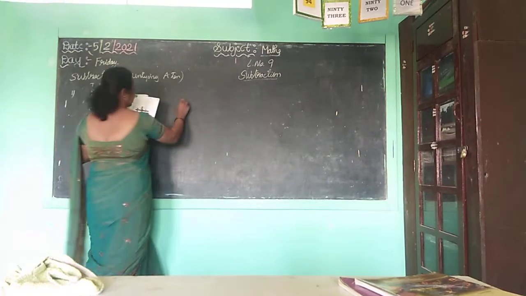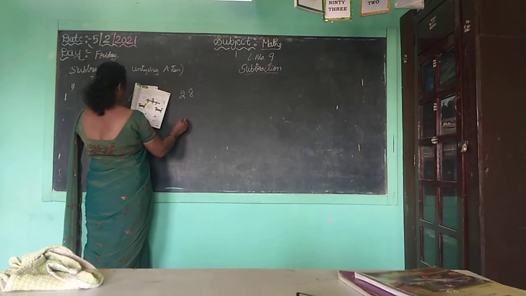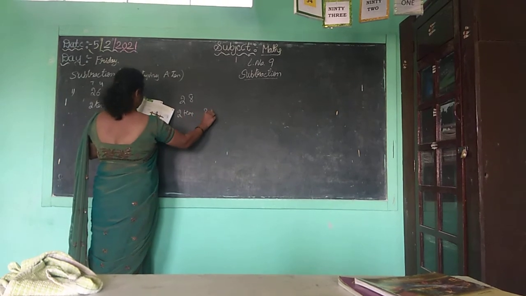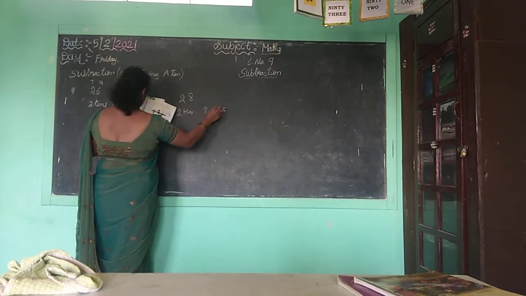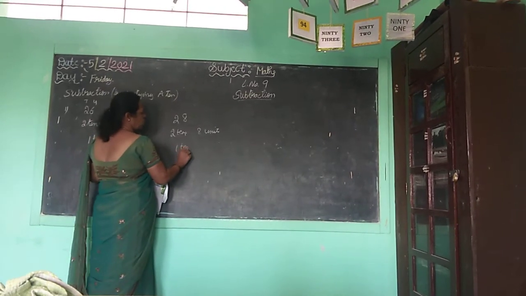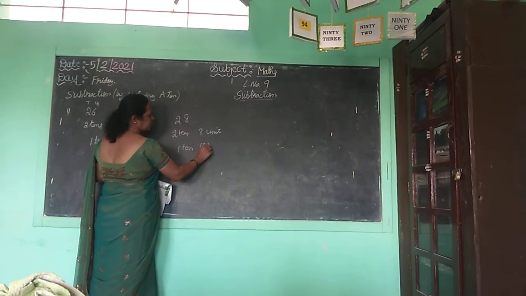If they give 28, 28 means 2 tens and 8 units, children. And that is untying a 10. Remaining is what? 1 ten and 18 units.